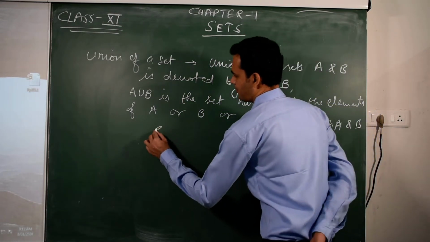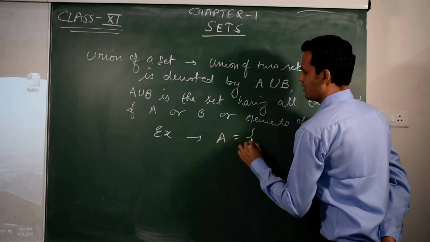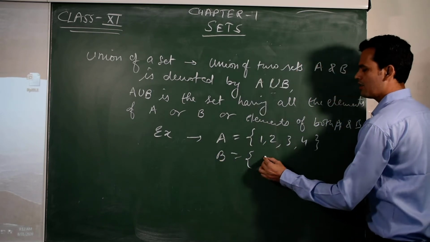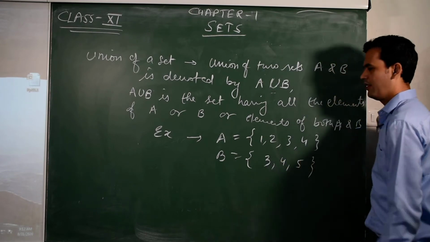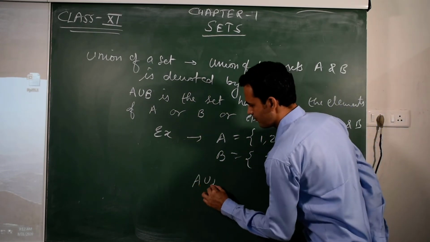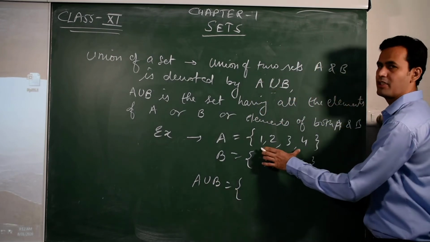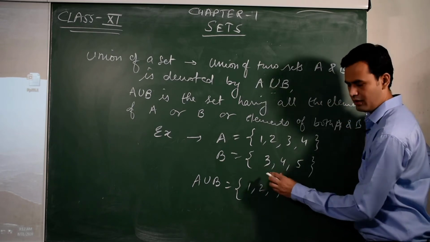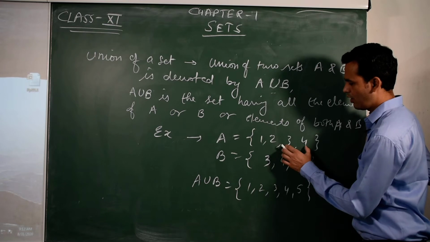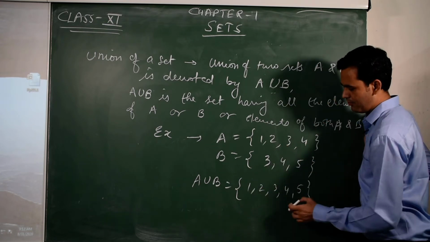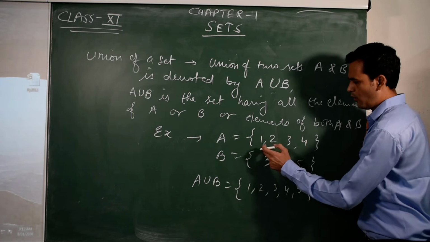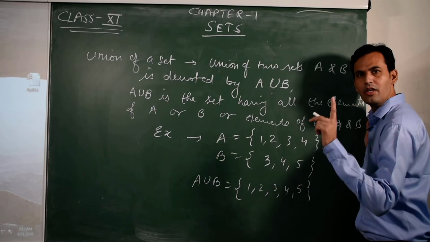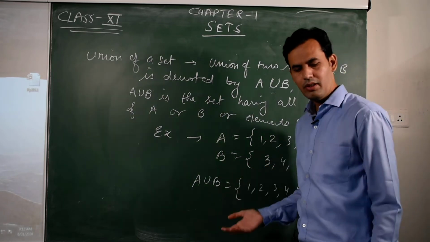Let's take an example. If set A is equal to 1, 2, 3, 4 and set B is 3, 4, 5, then A union B equals all the elements of set A, it means 1, 2, 3, 4, and all the elements of set B, it means 5, because 3 and 4 are common, so we write them only one time. So this is A union B, 1, 2, 3, 4, 5. All elements of set A and B, and common elements we write only one time. So this is called A union B.